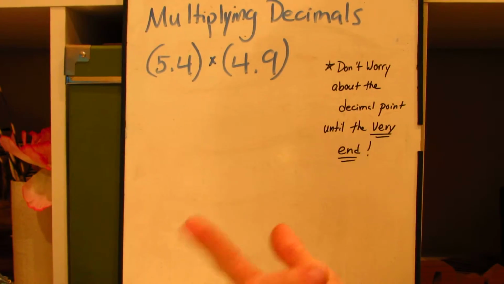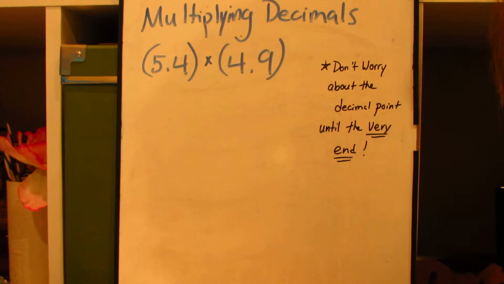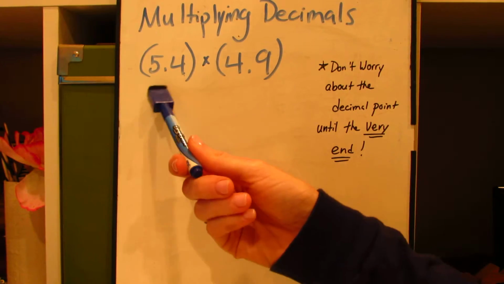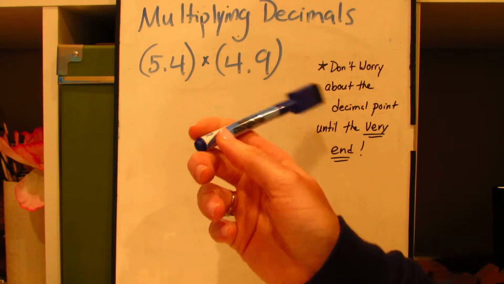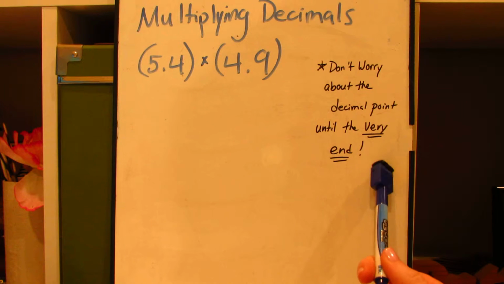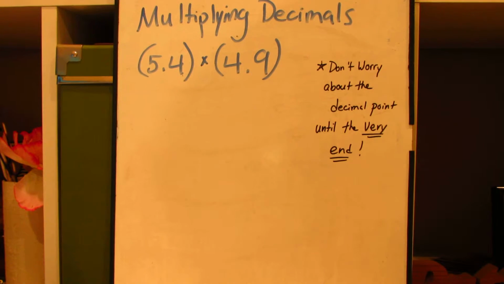This is my third video on reviewing decimals. This lesson is on multiplying decimals. Okay, 5 4/10 times 4 9/10. My rule for multiplying is don't worry about the decimal point until the very end. And again, we'll write another rule about this.